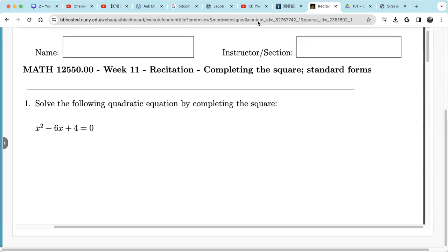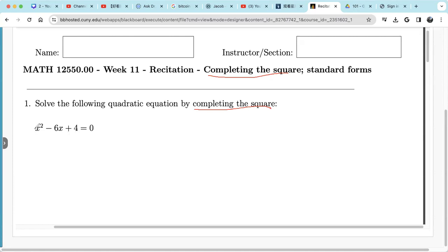Recitation 11. So we want to solve quadratic equations. We want to apply completing the square form. Let's see the first one. We want to solve this by completing the square. Talking about quadratic functions, we have two kinds of forms, standard form and the vertex form. When we set the function equal to 0, we're trying to find the x-intercepts. Okay, let's see how we do this.